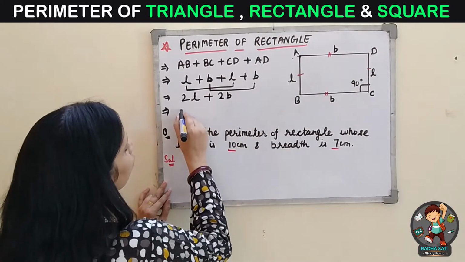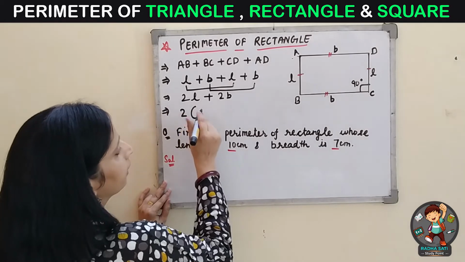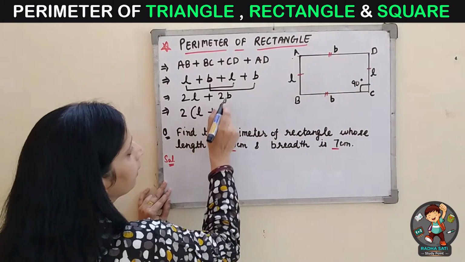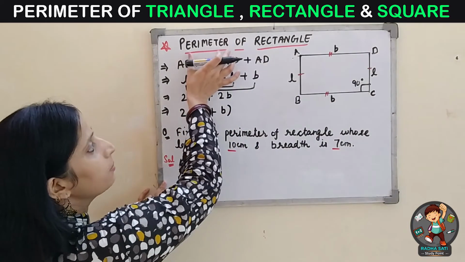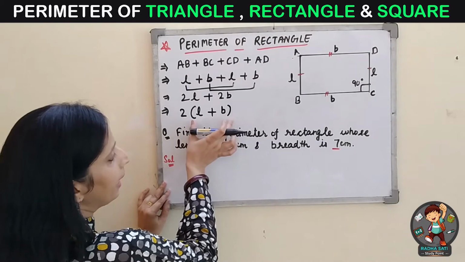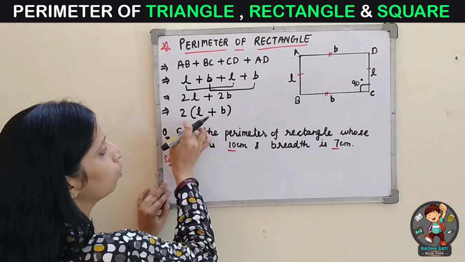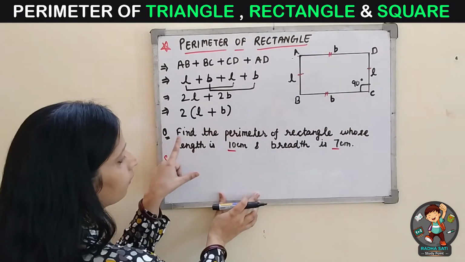Now we will take 2 common. We will write 2 outside, and here we will be left with L, and here we will be left with B. So the formula for perimeter of rectangle will be 2 multiplied by (L plus B), or 2 times (L plus B). Now we will solve this question.